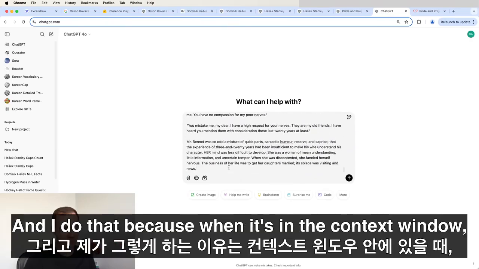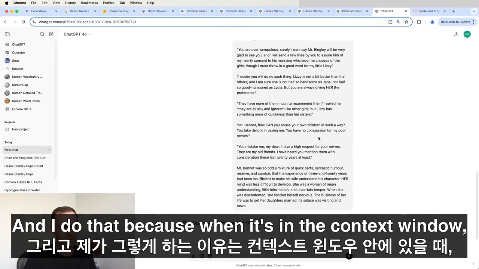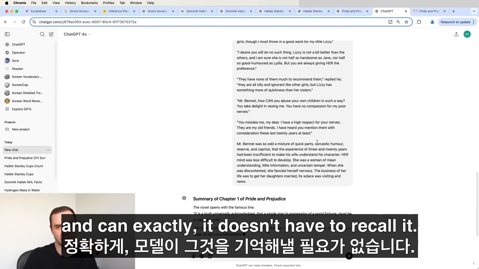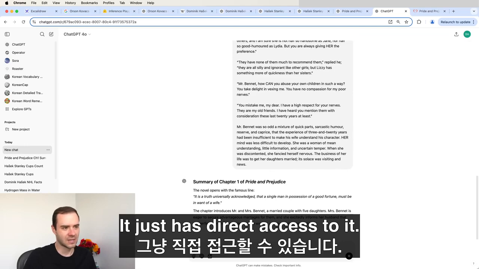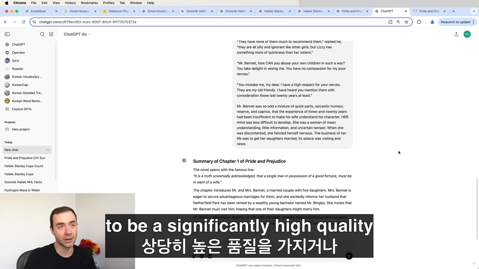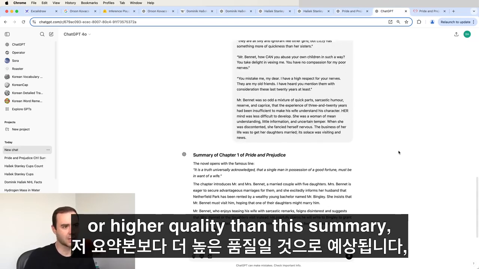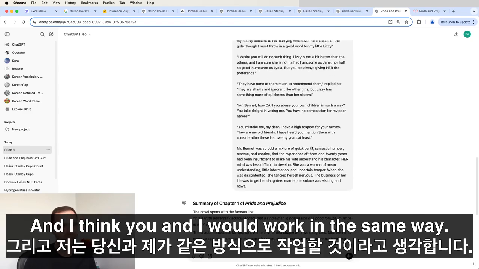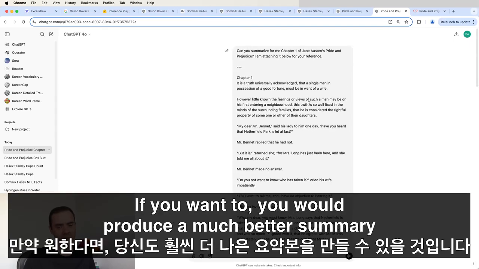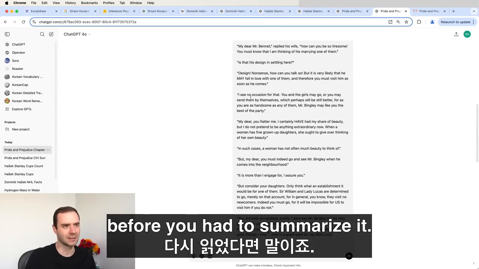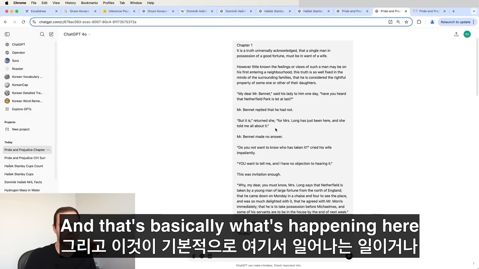I do that because when it's in the context window, the model has direct access to it and doesn't have to recall it. It just has direct access to it. So this summary can be expected to be of significantly higher quality than the previous summary, just because it's directly available to the model. And I think you and I would work in the same way. You would produce a much better summary if you had reread this chapter before you had to summarize it. And that's basically what's happening here, or the equivalent of it.